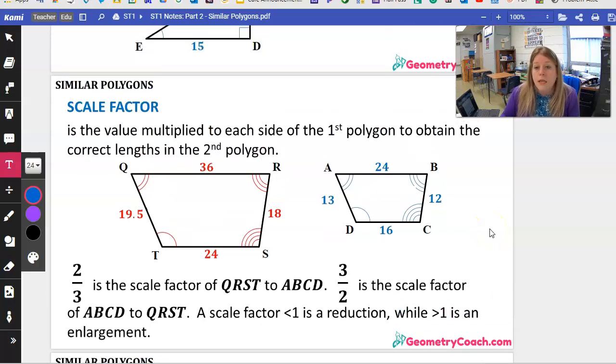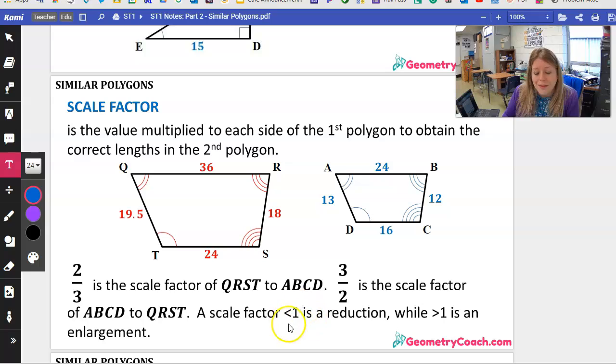Okay, so then we have a scale factor. So not only are they similar, but what is the scale factor that they're increasing by? Okay, so the scale factor of this first one moving to the blue one. So from red to blue, the scale factor is 2/3. So if you multiply each of the side lengths on the red trapezoid by 2/3, you get the answers from the blue trapezoid. To go the other way, you have to multiply the blue trapezoid by 3/2, and then you get the results in the red trapezoid.